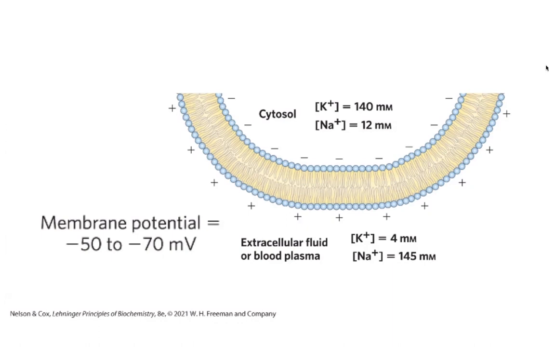So here is an example. I'm showing what's going on inside and outside of our cells in terms of membrane potential. This is going to be the electric gradient. And then when we're talking about concentrations, this is referring to our chemical gradient.